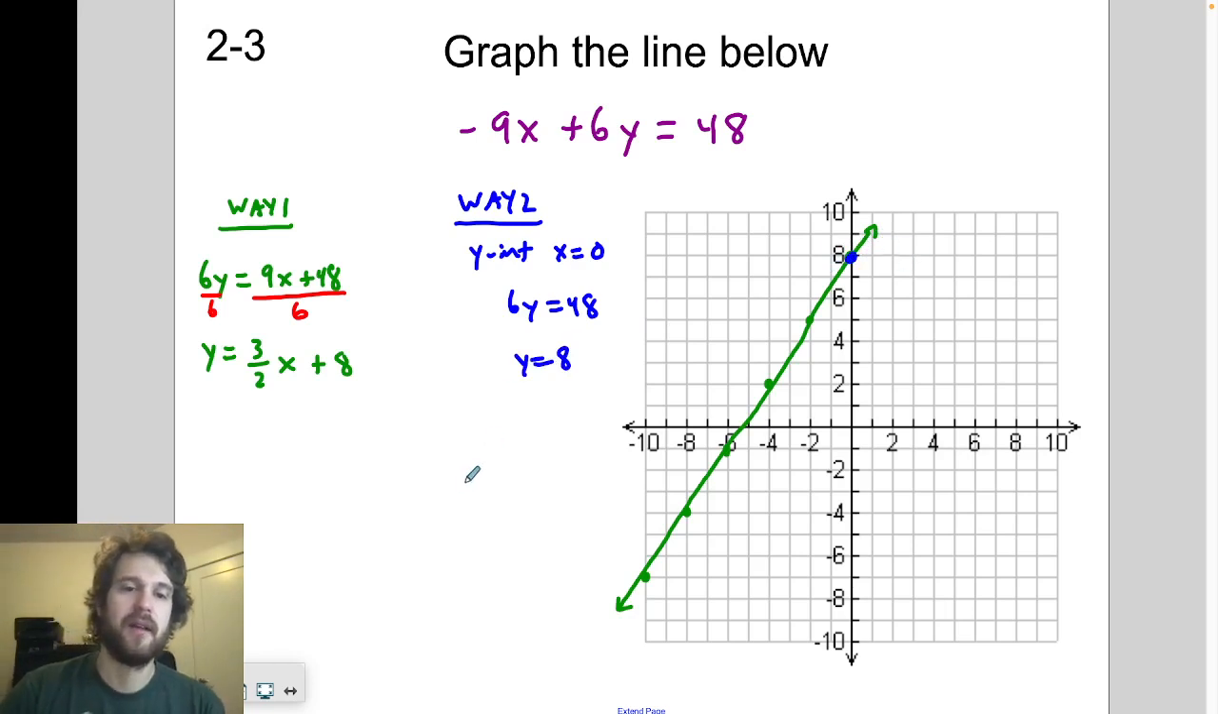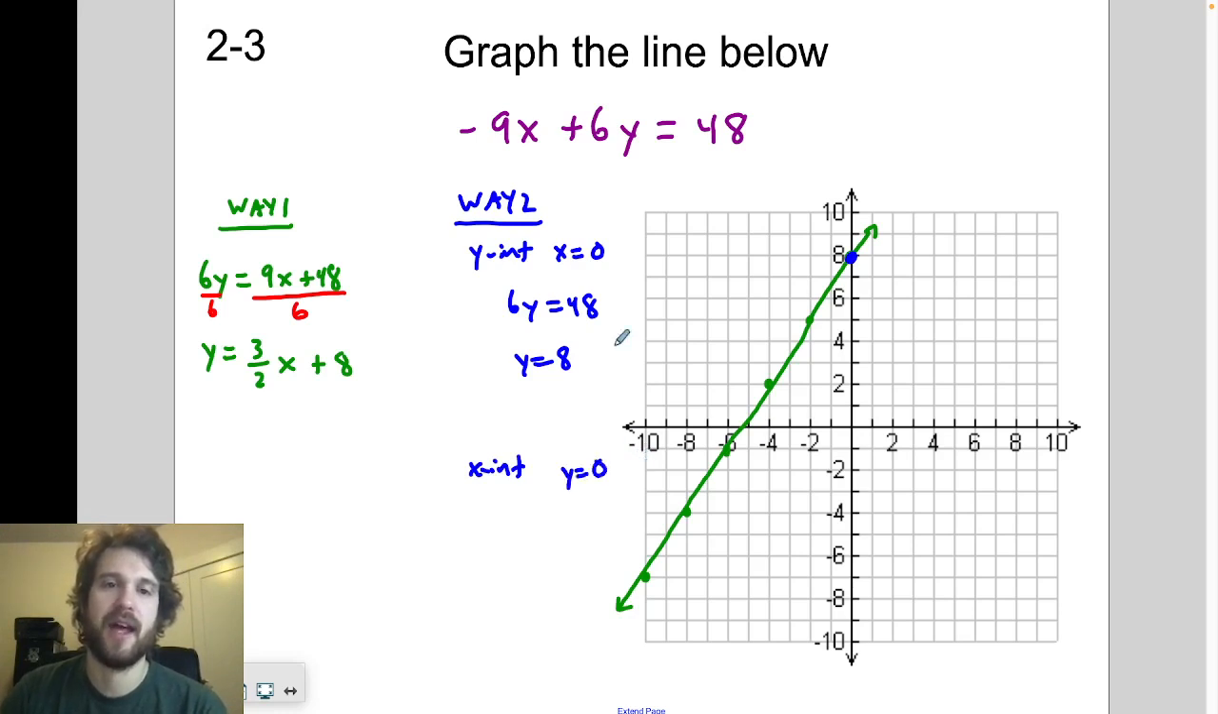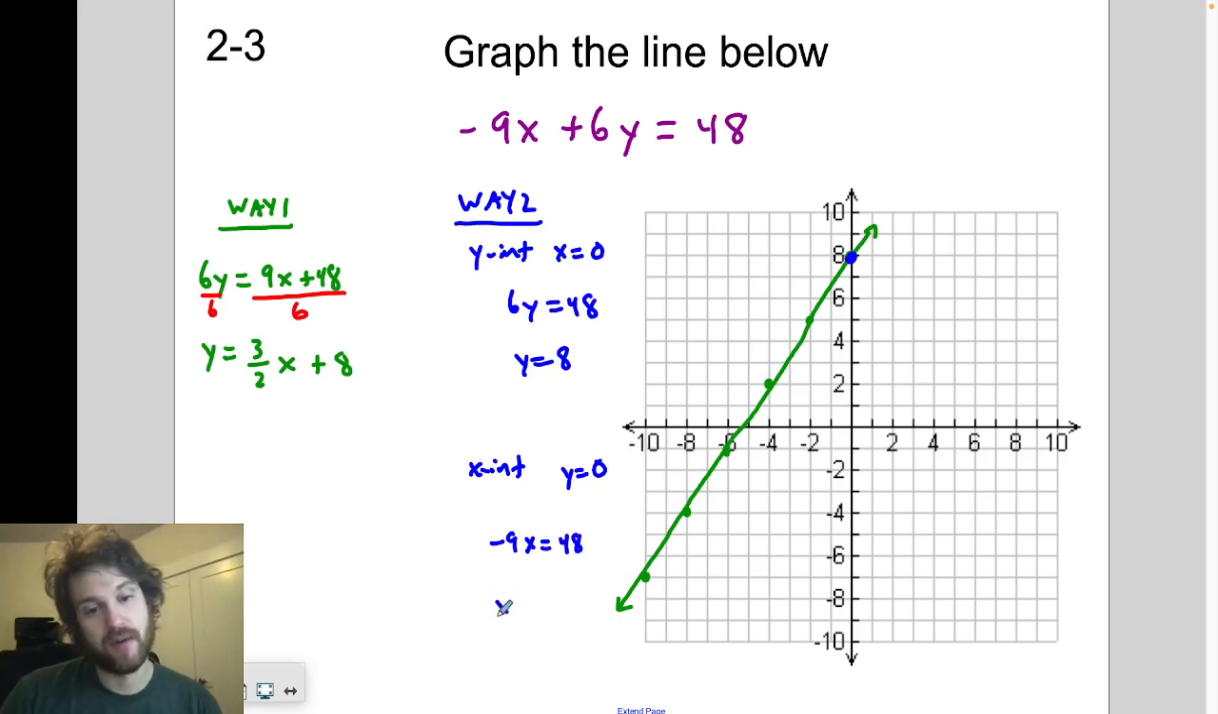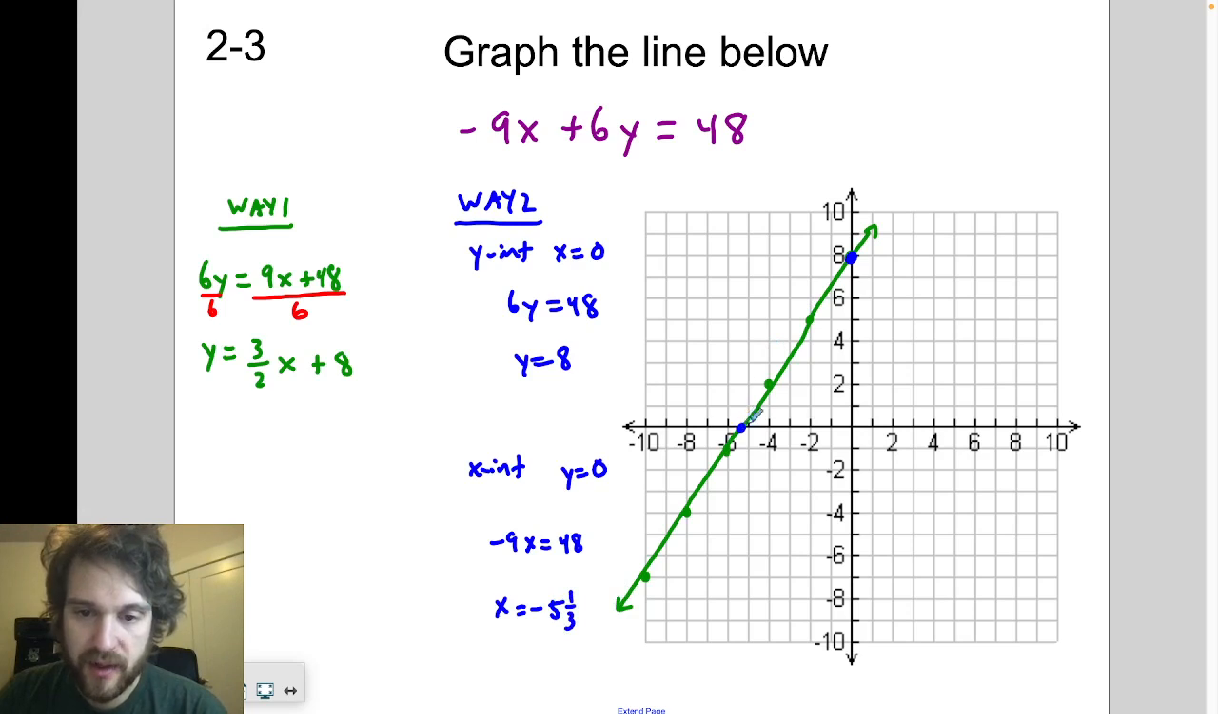This is one method, okay? And then you can also do the same thing with the x-intercept. The x-intercept is where y equals 0. Okay, when you plug that in, 6 times 0 is 0, and you just end up with negative 9x equals 48. When you divide both sides by negative 9, you're going to get a negative number, first of all. Negative divided by positive. Okay, and then 9, you can subtract from 48 5 times, and there's 3 left over, so that's negative 5 1/3. We can see that is roughly where our line crosses.